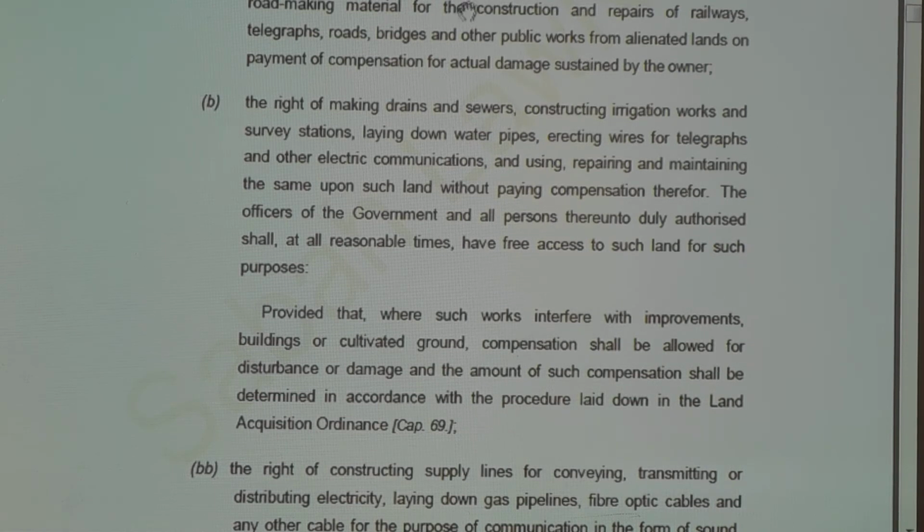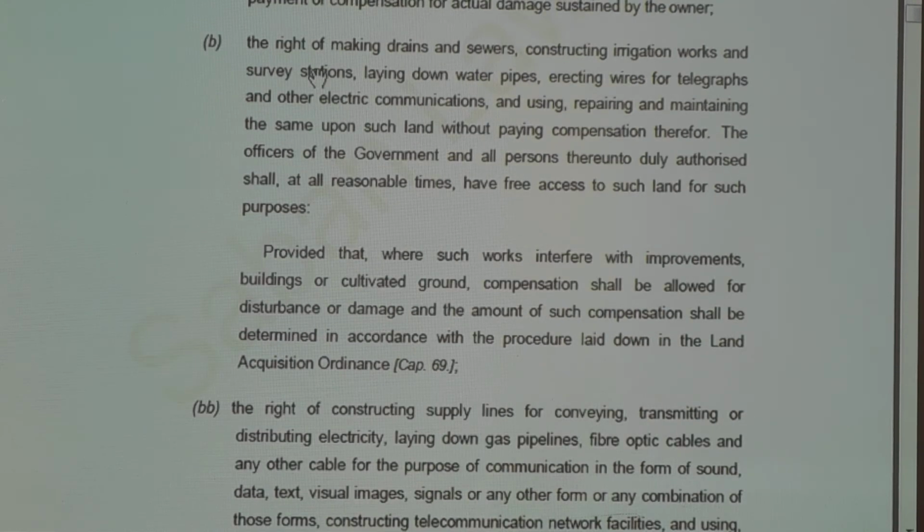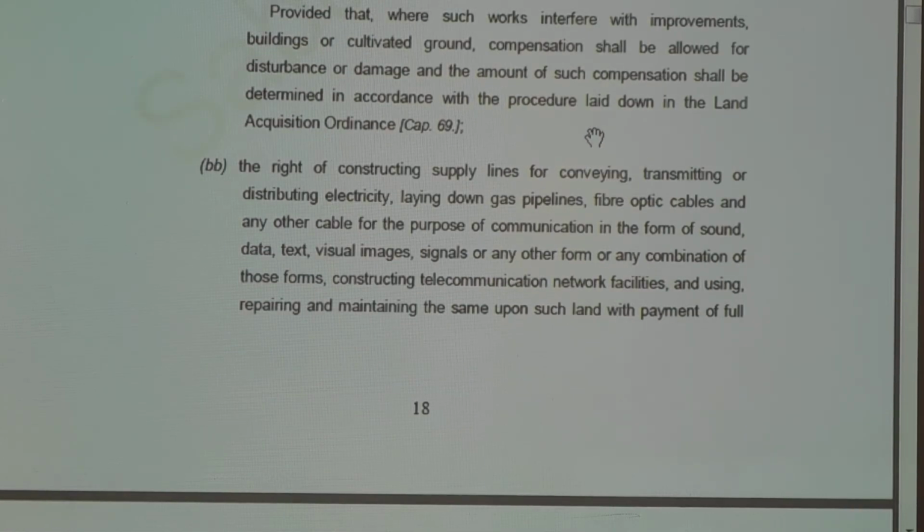document of title. First one, the right for the government to remove timber, earth, stone, clay, sand, right of making drains, sewers, irrigation wells, water pipes, telegraph wires, without paying compensation. Okay? Only proviso is that if the work interfere with any building on your land, compensation shall be allowed for disturbance or damage. So the government has been paying compensation to kampung people if, for instance, the drain or the electric wire results in the damage of their mango tree or durian plantation. The government has been paying compensation, and this comes under this proviso.